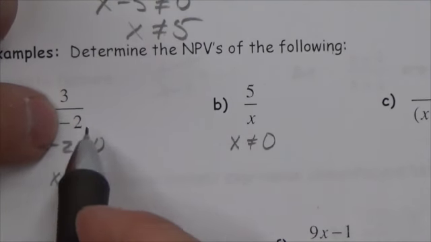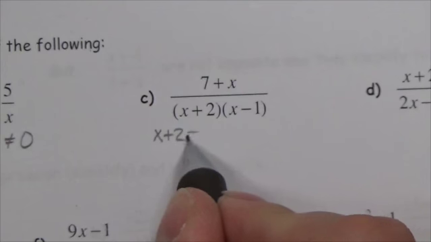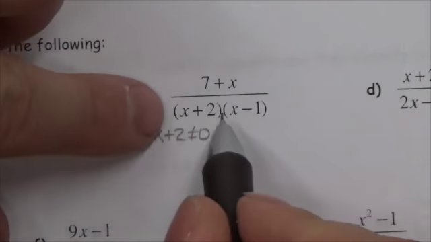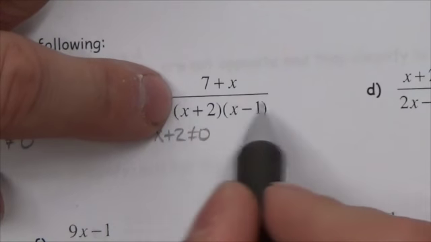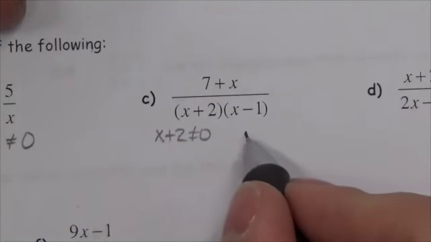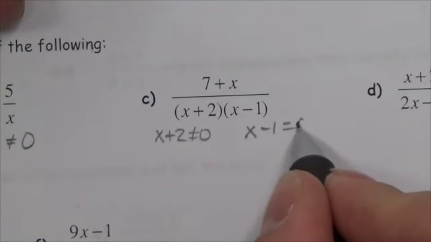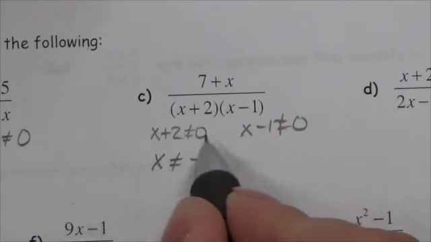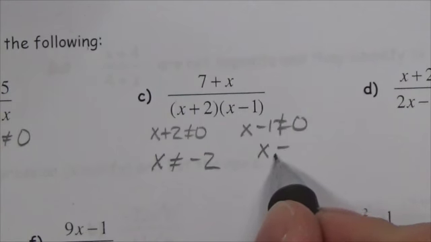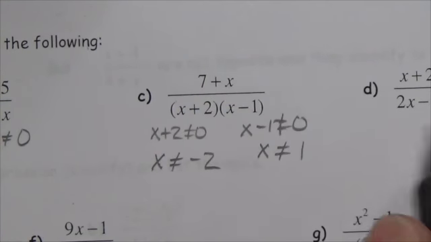Here, I don't even care about that 7 plus x right now. All I know is that x plus 2 can't equal 0. Now notice these are multiplied together, okay? So if x plus 2 equals 0, when I multiply them together, the whole thing equals 0. On the other hand, if x minus 1 becomes 0, and again, when you multiply those together, the whole denominator becomes 0. So I'm going to have two non-permissibles here. In this case, x can't equal negative 2 when I solve for x. And at the same time, x is not allowed to equal positive 1. So there are two non-permissible values for this problem.